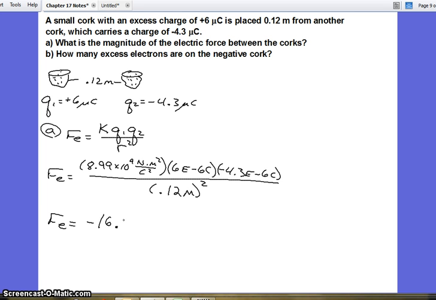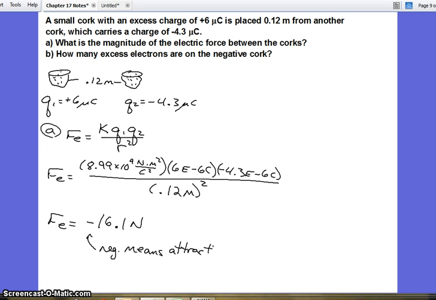Now, what does the negative mean in this answer? It does not mean a direction. Instead, the negative means that they attract. Because they are opposite charges, we get a negative number.